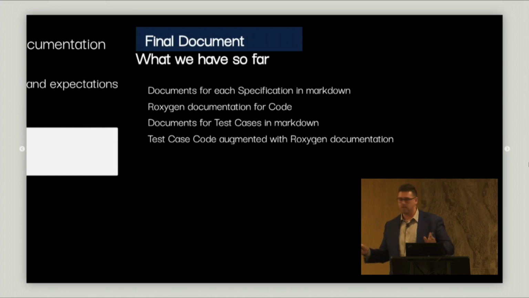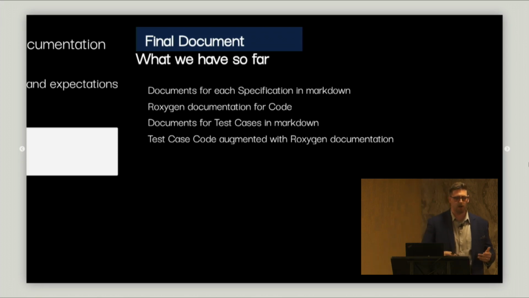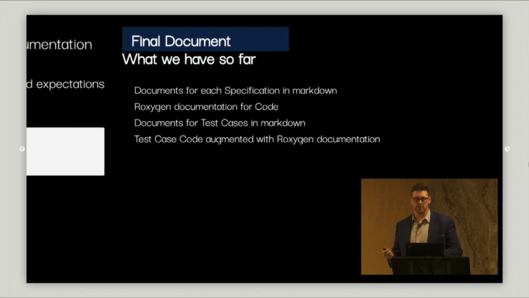All right. So the final document, what we're going to be presenting at the very end, so what do we have so far? We first have the documents written in Markdown for the specifications. Next, we have Roxygen documentation in all our code that records who wrote what. We have our test cases written in Markdown that we can scrape as well. And we have our test case code that is written in testthat, augmented with Roxygen documentation.